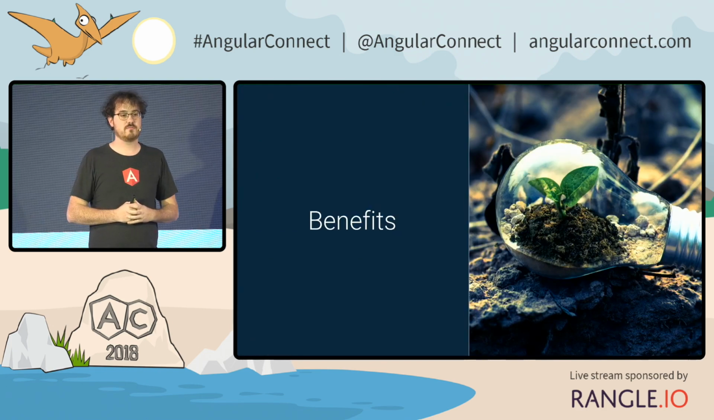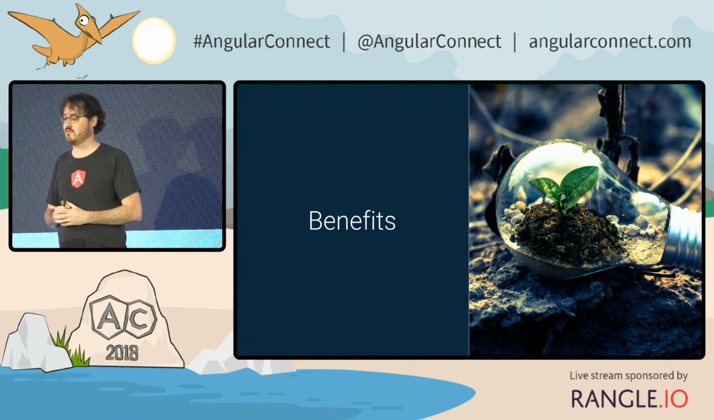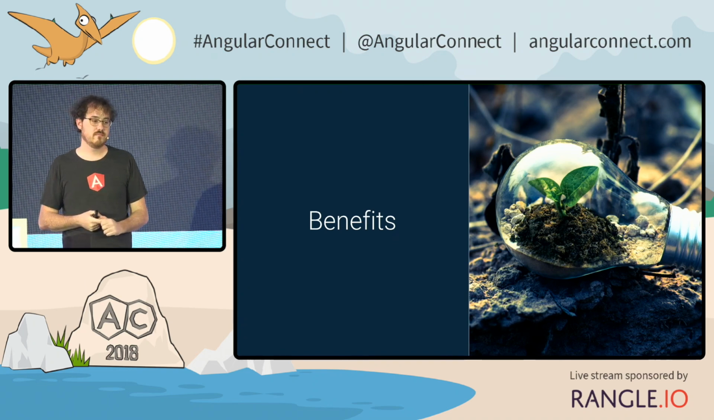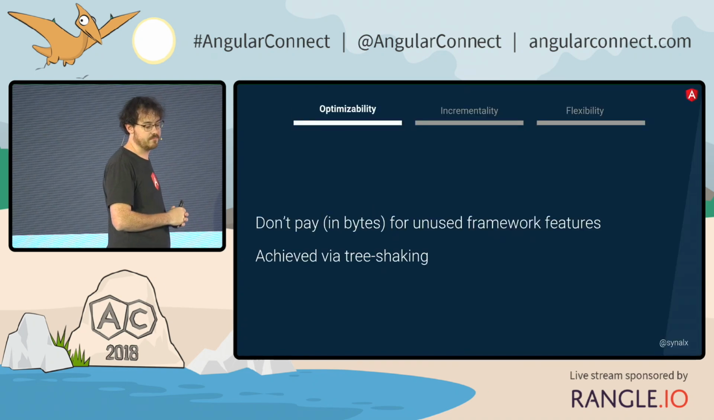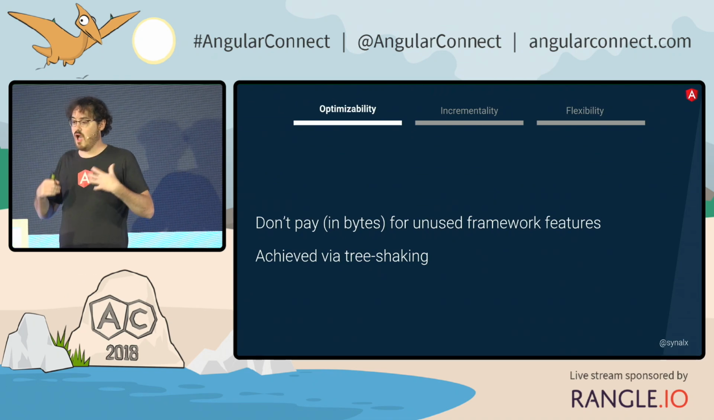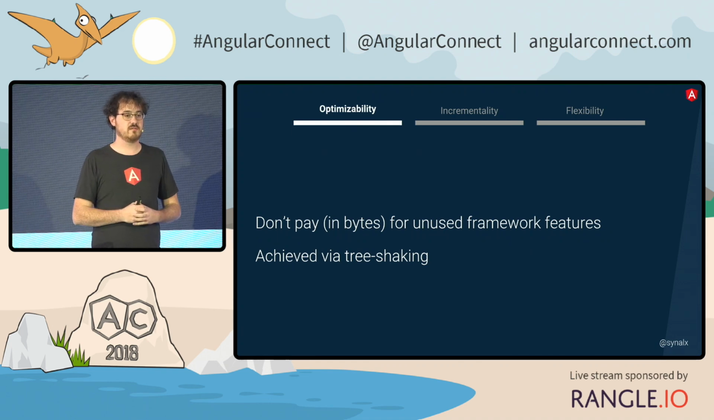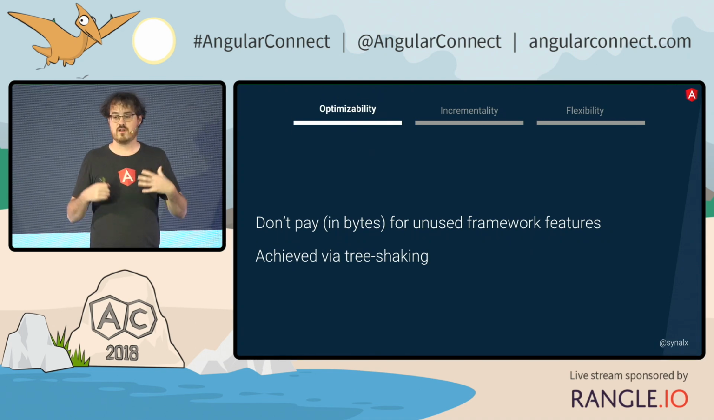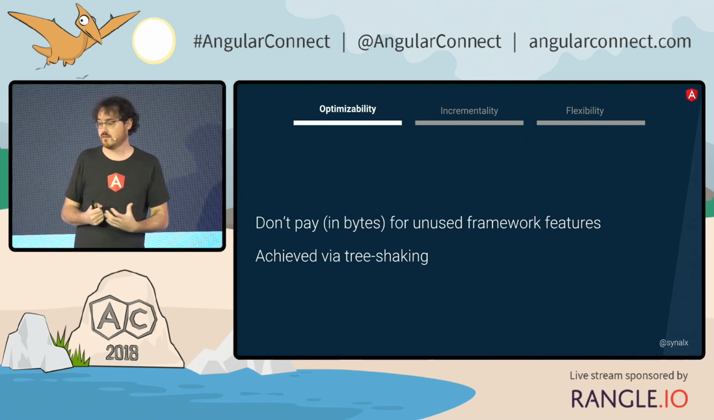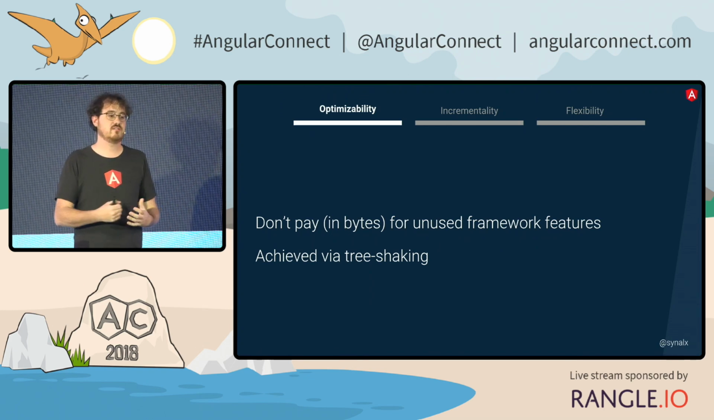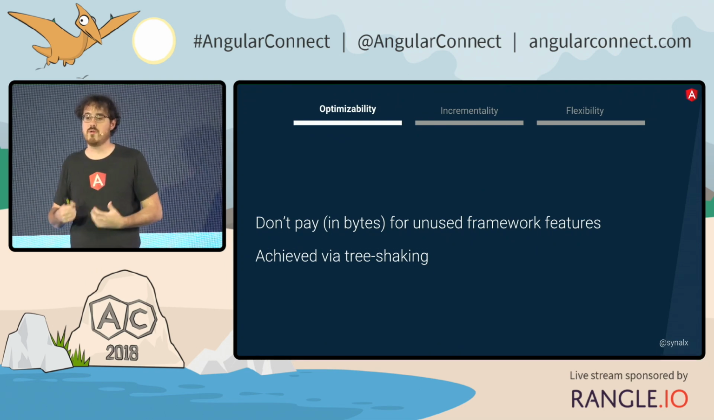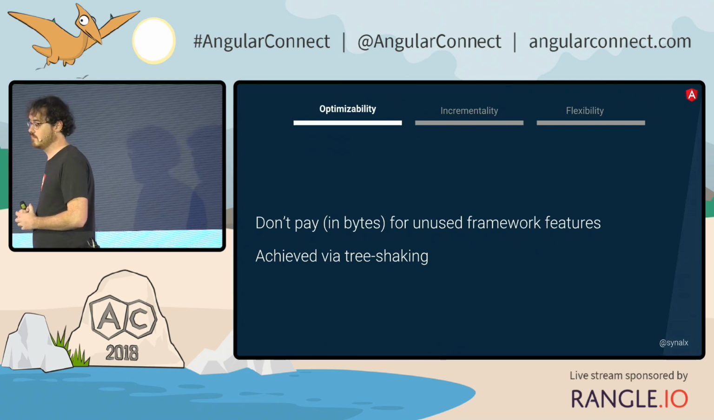So let's talk about the benefits and the goals that we had for Ivy. There are 3 of them that I mentioned I was going to cover: optimizability, incrementality, and flexibility. And optimizability is one of the more important ones. Ivy lets us leverage a growing ecosystem of JavaScript tools that optimize code. And in particular, I wanted to focus on an optimization called Treeshaking. Treeshaking is what's going to take us to a model in Angular where if you don't use a feature in your application, you don't pay the cost of the bytes to support it at runtime.